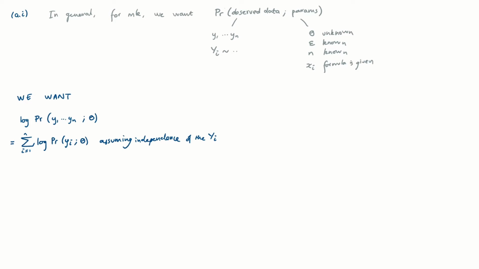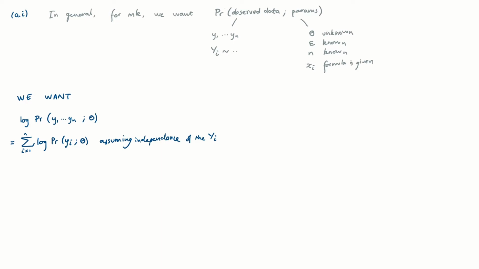We've assumed independent observations. We're not explicitly told in this question that the yi are independent, but at the beginning of the course when we talked about notation, we said if we're not explicitly told that the random variables are dependent, we should just assume they're independent. So that's what I will assume.